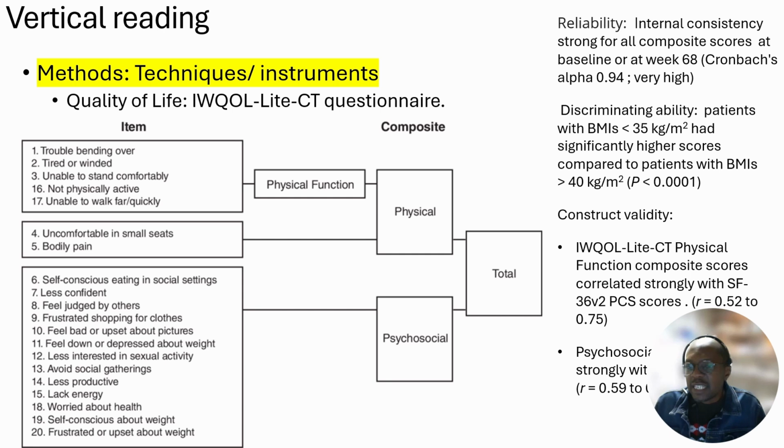Does it show construct validity? For construct validity, you compare these composite scores with the composite scores of other validated measures. So they compared it with the SF-36 version 2. I believe SF-36 also measures physical as well as psychosocial measures, and it shows that it is correlated. R is equal to 0.52. So again, it is checking out as a validated measure.